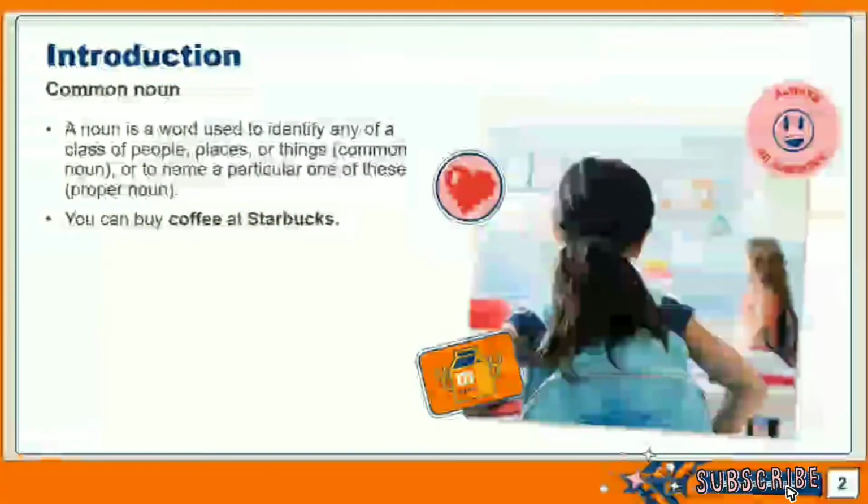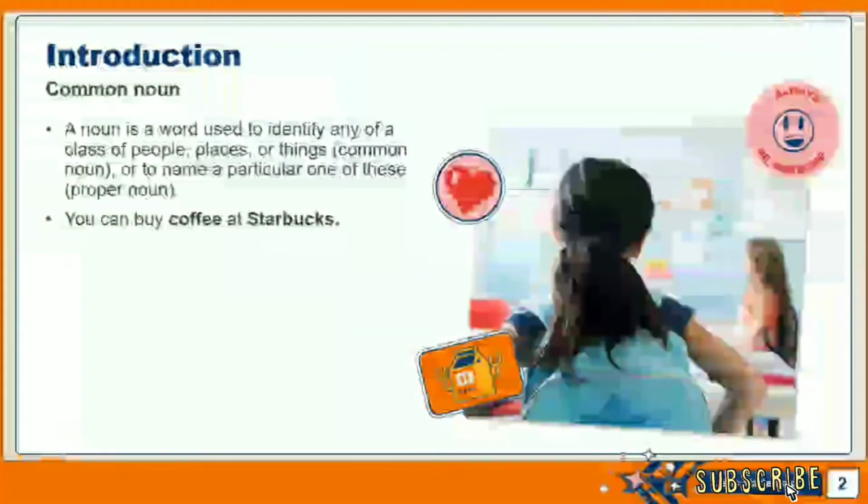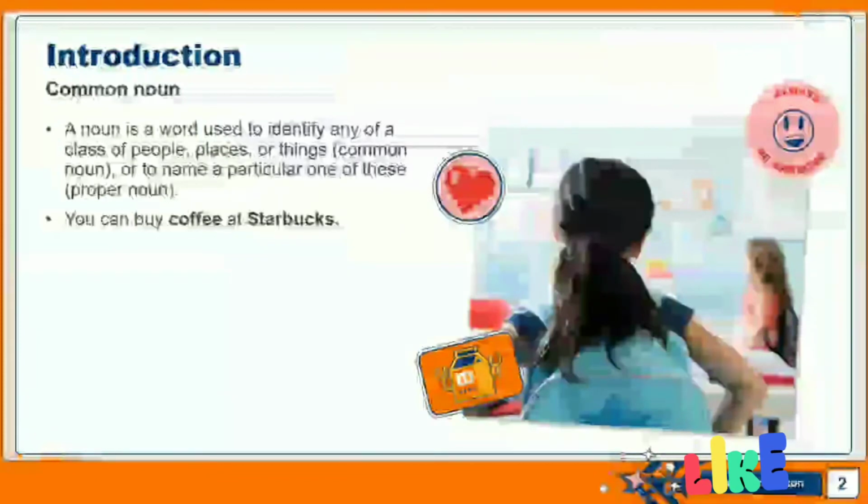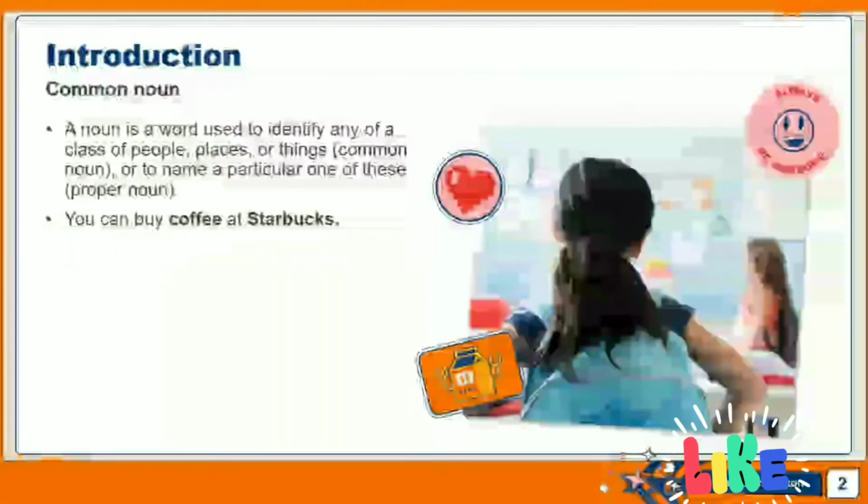Okay, so a noun is a word used to identify people, places, or things. These nouns are called common nouns. Or a noun is a word used to name a particular one of these, and that is called a proper noun. For example, you can buy coffee at Starbucks. Coffee is a common noun. It is a word used to identify a thing. Starbucks, on the other hand, is a proper noun because it is used to identify a particular place.